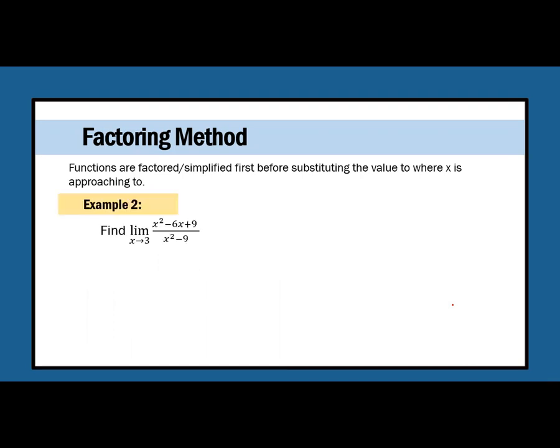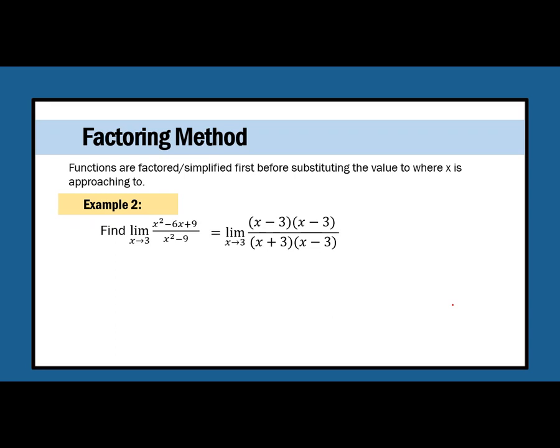So the second method in getting the limit of a function is the factoring method, in which functions are factored or simplified first before substituting the value to where x is approaching. So for example, we have the limit of x squared minus 6x plus 9 over x squared minus 9 as x approaches 3. And for this function, obviously, we need to cancel out first common terms so that we can proceed with the direct substitution method.